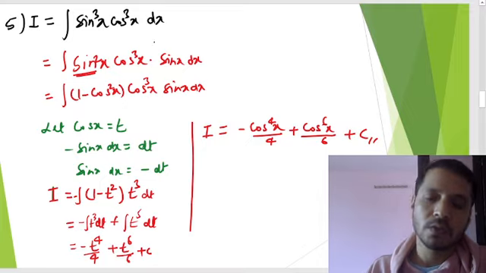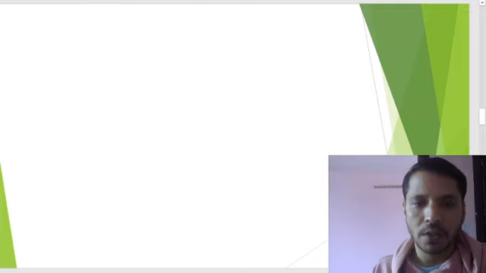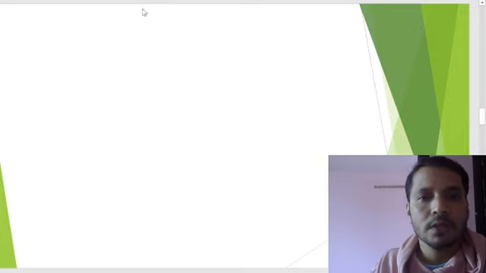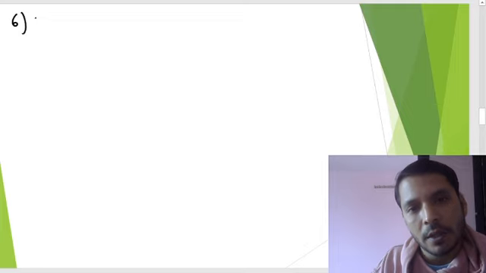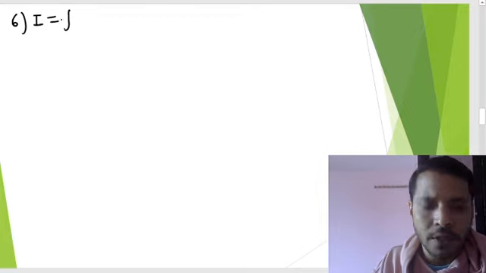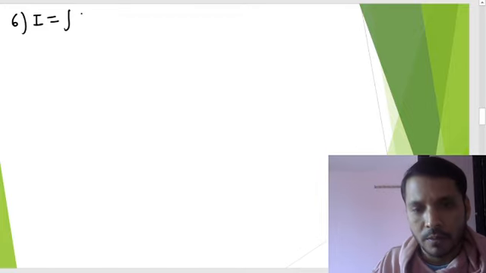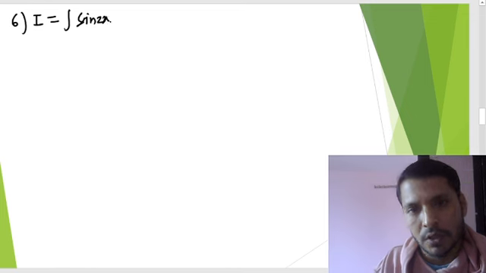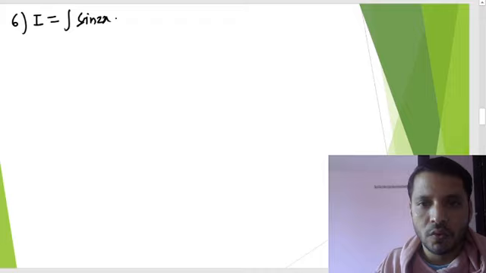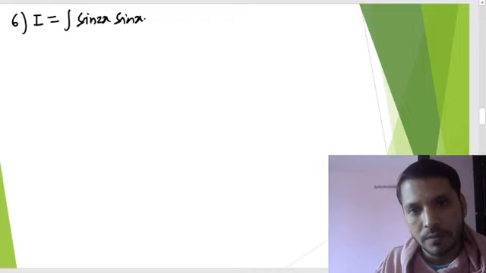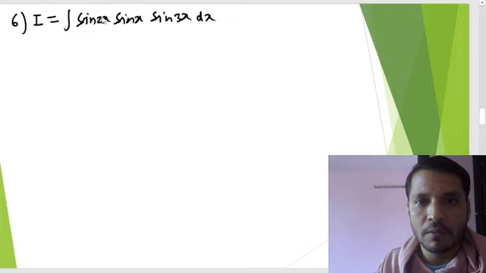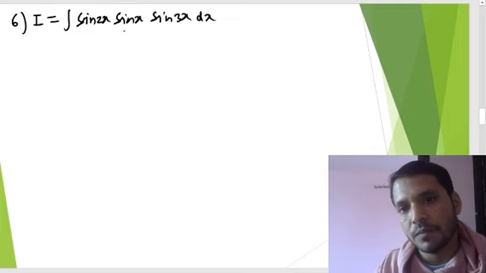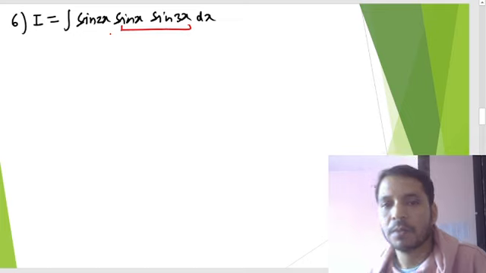Now we'll move to the next question, that is question number 6. In question number 6 we have given I is equal to integral, again the product of three trigonometric ratios: sine 2x, I have just rearranged the terms, sine x and sine 3x, into dx. Now what we can do here is make a pair of two terms like this. We are making the pair of the odd ones so that simplification will be easy.